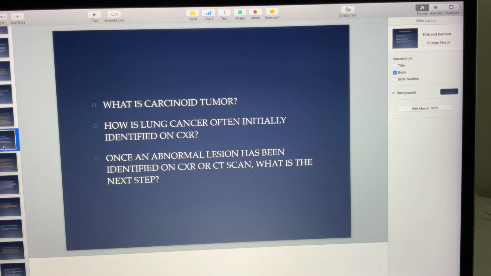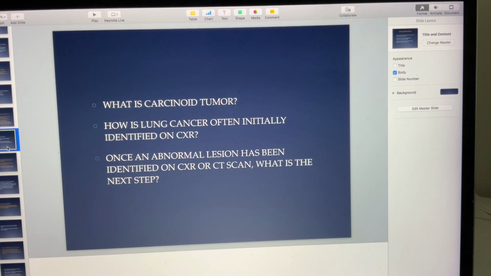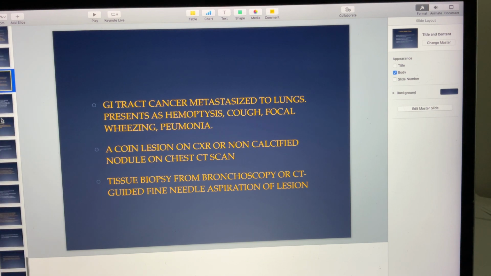Next question is, how is lung cancer often initially identified on chest x-ray? You're likely going to see what we call a coin lesion on chest x-ray, or you can see a non-calcified nodule on chest CT scan. Okay. And the next question, once an abnormal lesion has been identified on chest x-ray, what do you do next? You want to biopsy. Okay. That's a very good thing to remember.